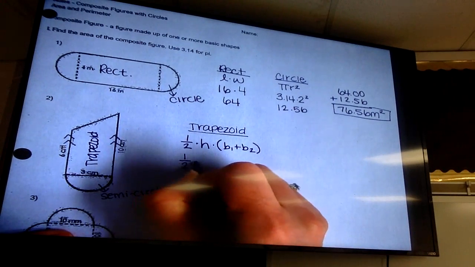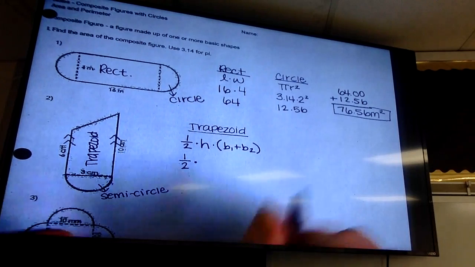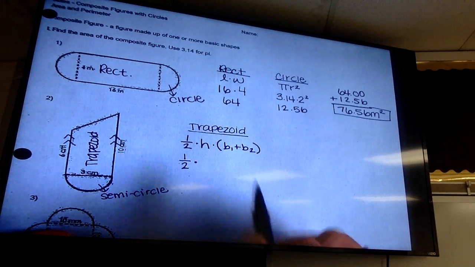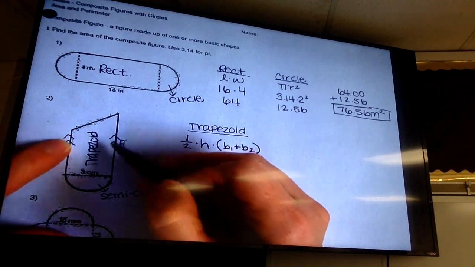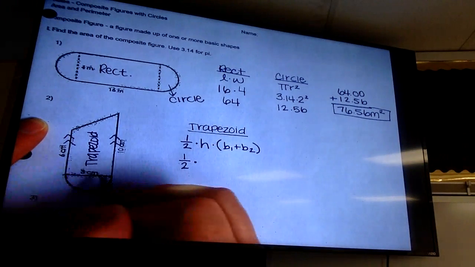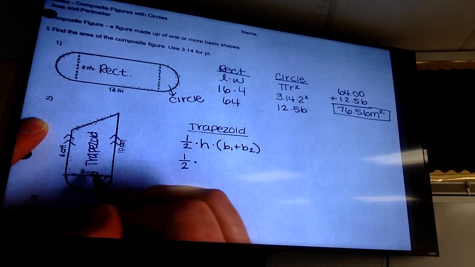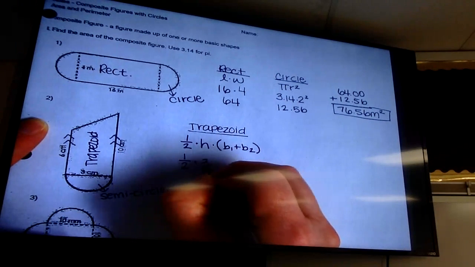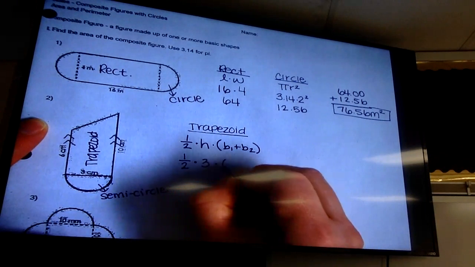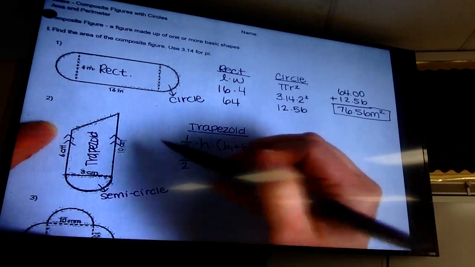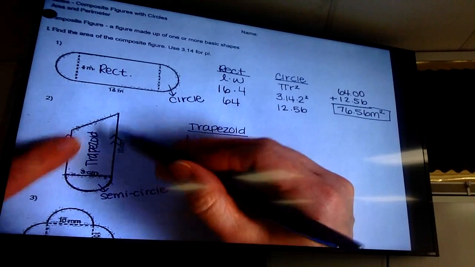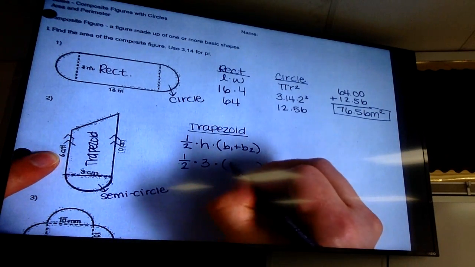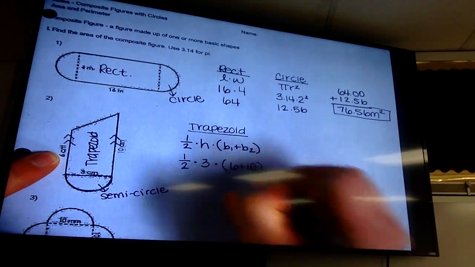So I'm going to say 1/2 times the height. To determine the height of your trapezoid, you have to find your two parallel sides, which are right here. And the distance between your two parallel sides, that's your height. So in this case, it's 3. And your bases are always those parallel sides. The set of parallel sides are always your bases in your trapezoid. So in this case, I would say 6 plus 10 or 10 plus 6. It doesn't matter.